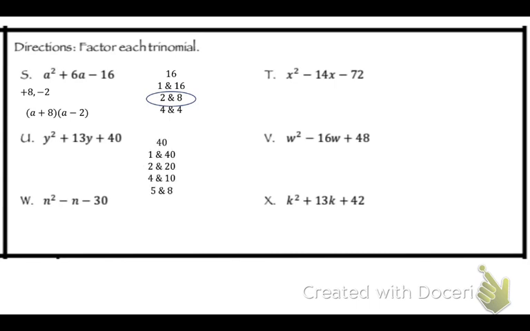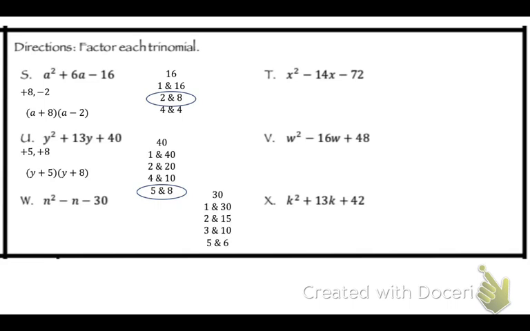For u, we have to see what will multiply to be 40 and add to be 13. 1 and 40 won't work. 2 and 20 won't work. 4 and 10, we're getting closer, but still won't work. 5 and 8, yep. So it's positive 5 and positive 8. So that's y plus 5, y plus 8.